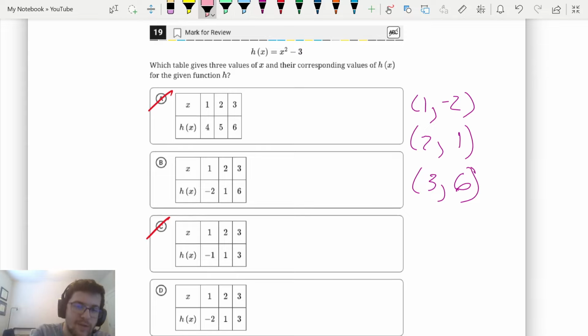So you see this one is wrong. It says 3, comma 3. That's wrong. So the correct answer by process of elimination must be B. It's the only one with all 3 of those points. Okay, great.